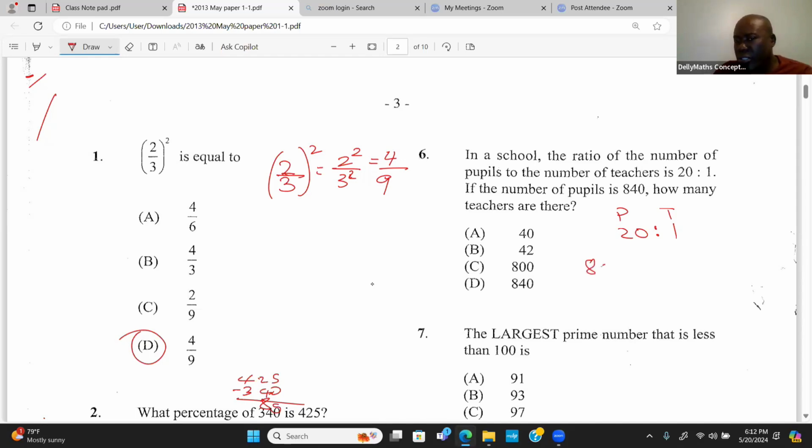So all we're going to do is think about this logically. Why not just divide it by the 20 so that we can see how many teachers will come out of it? It's like foreign exchange. So you can see your zeros there. 2 into itself is 1, 2 into 8 is 4, and 2 into 4 is 2. 42.